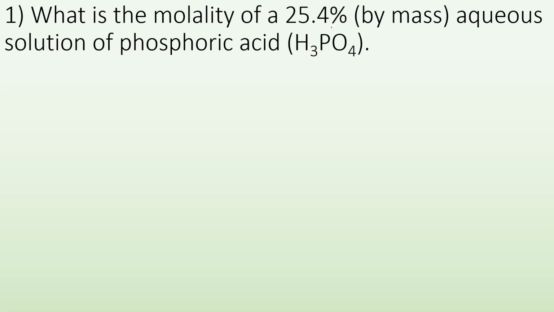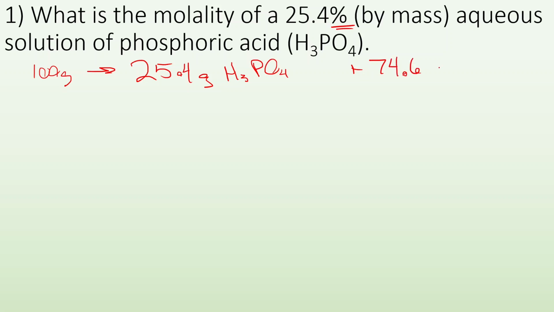So whenever you got percentages, remember that's percent for every 100. So if you just said, hey, I got a 100 gram sample, that means I have 25.4 grams of H3PO4, and then the rest of it is water. So 100 minus 25.4 gives me like 74.6 grams of H2O.